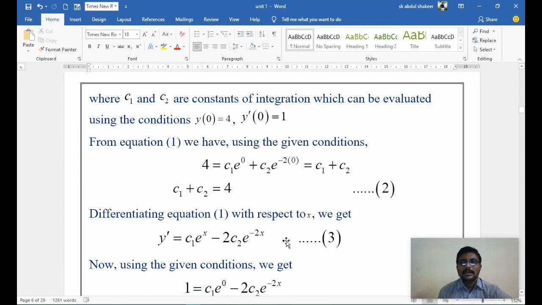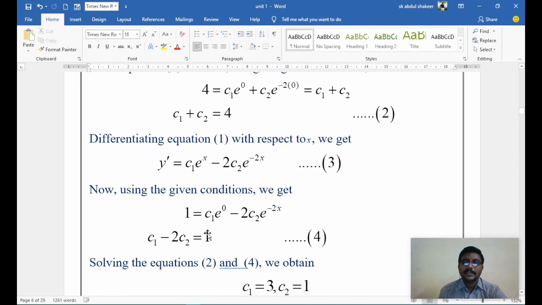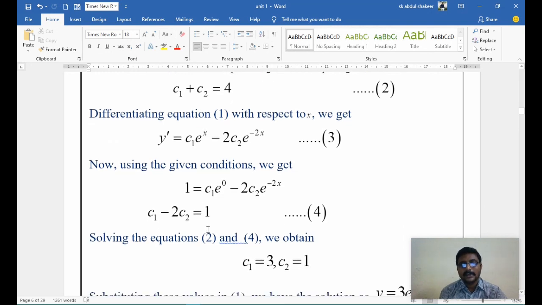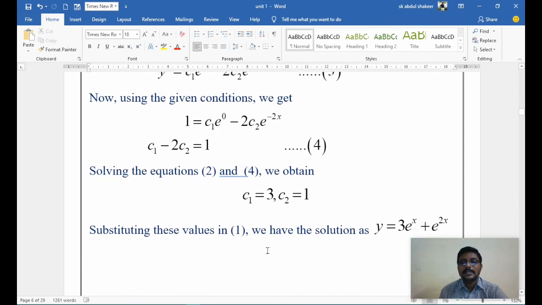Now substituting the initial value, that is, y dash value is 1 when x equal to 0, we have c1 minus 2c2 equal to 1. Thus from equation 2 and equation 4, we have two arbitrary constants c1 and c2, which are found by solving these two equations. Solving equation 2 and equation 4, we get c1 value is 3 and c2 value is 1.